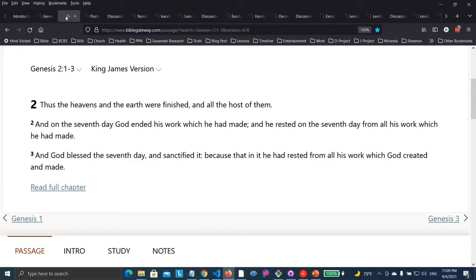So I want to draw your attention to the fact that there are seven days here, and they make a week. The concept of a week was from the beginning. It's not something that people just came up with later. It's been from the beginning.